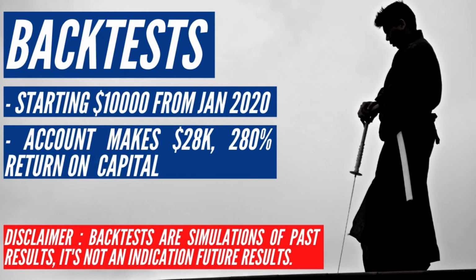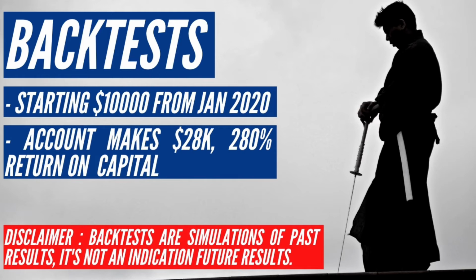So before we go into more details on the backtest, essentially we started off with a $10,000 account in the backtest from January 2020. We took it to July 2020, and it made $28,000 or 280% return on capital. So the end result was that you put in 10,000 and you ended up with 38,000. So it almost quadrupled, which I think is a very good result, considering it was January 2020 to July, so 7 months.